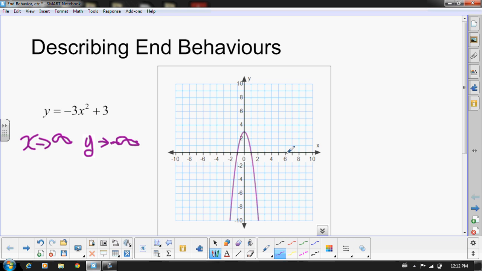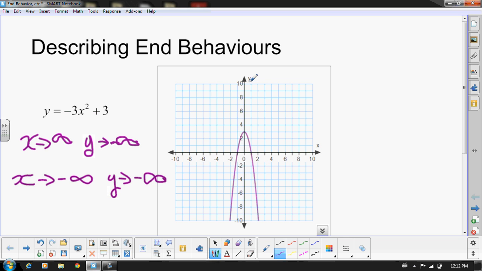So as x is getting bigger and bigger going towards the right, y is getting more and more negative as you go down. So that's basically what we're doing. We're trying to describe, as x is going to the right, what's happening to the y. Is it getting bigger or is it getting smaller? Then if I do the other side, as x approaches negative infinity, y is also going to approach negative infinity.